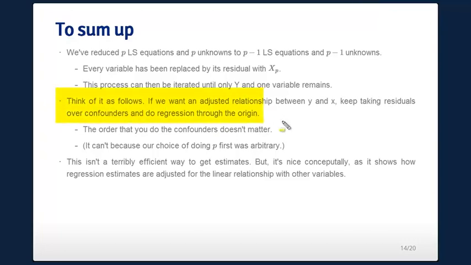So in other words, think of it as follows. If we want an adjusted relationship between y and x, keep taking residuals over confounders for both and do regression through the origin.